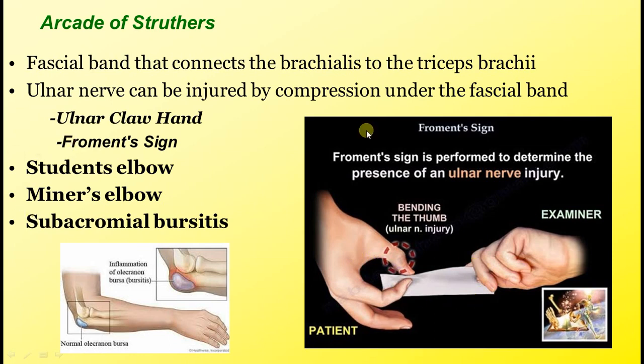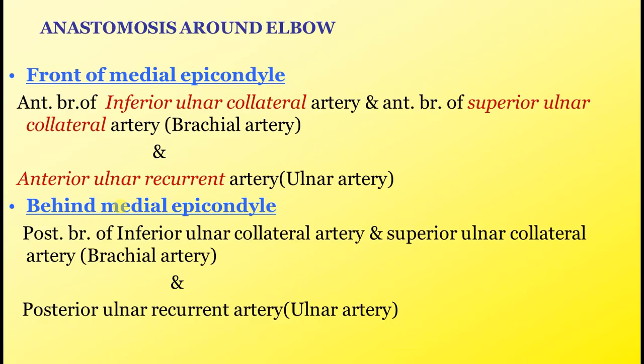That is Froment's sign. Then subacromial bursitis, inflammation of the bursa, more common in students, because students rest their elbow on the table for a very prolonged time in writing and such activities. Miner's elbow, because miners move underground, so they have to crawl and their elbow might get inflamed. So in student's elbow and miner's elbow, it is actually the inflammation of the subacromial bursa. It is called subacromial bursitis. So these are all the applied aspects of the elbow joint.